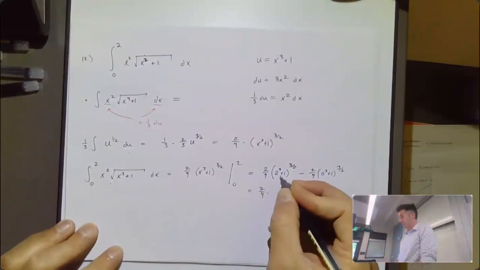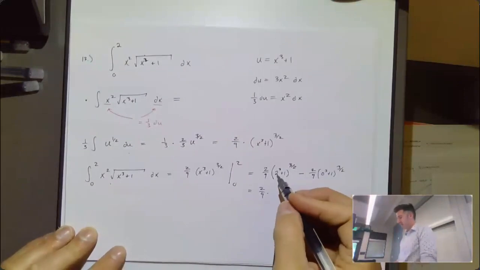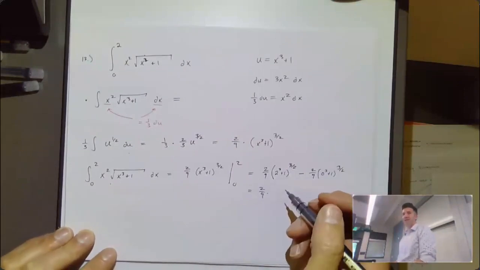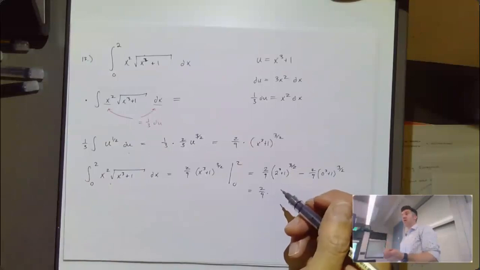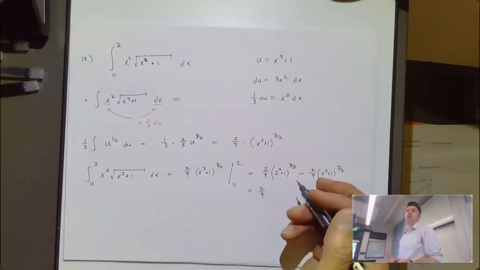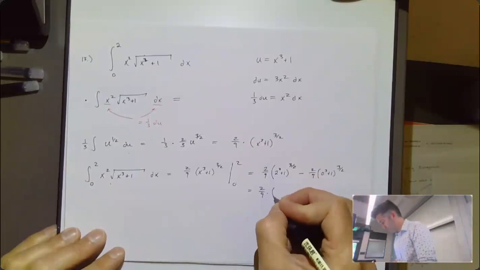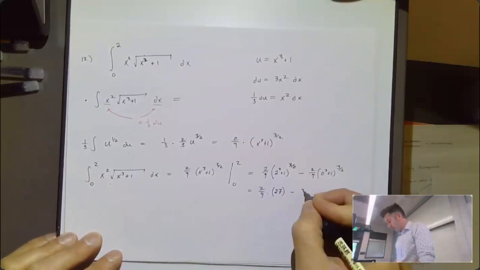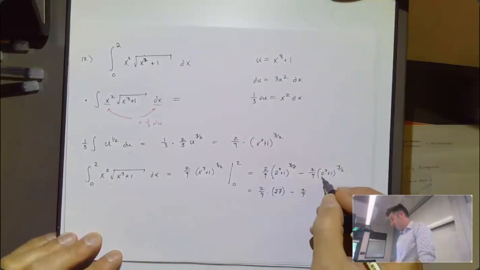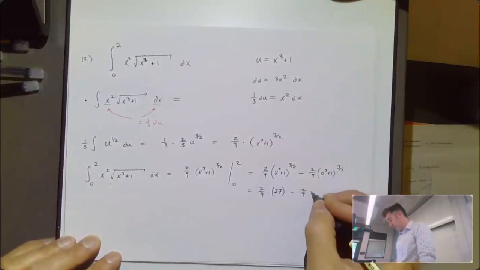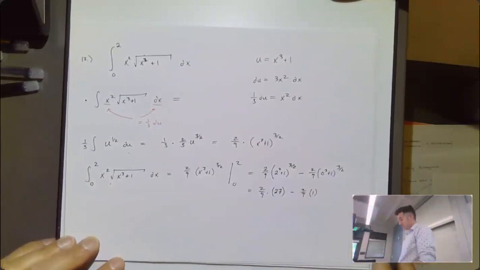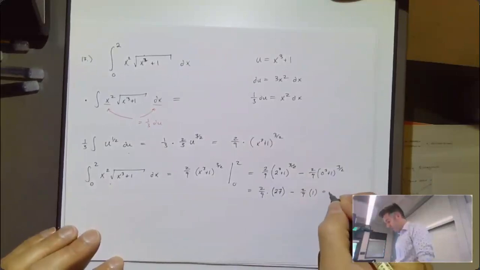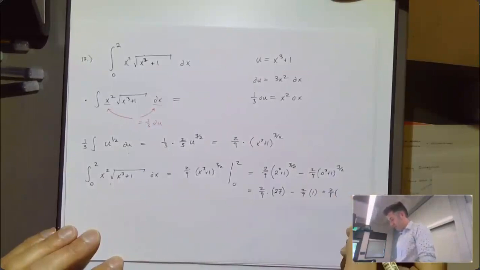2 cubed is 8, 8 plus 1 is 9, and 9 to the 3/2 power is the square root of 9, which is 3, cubed, which is 27. So 9 to the 3/2 is 27. And then we get minus 2/9 times 0 plus 1 is 1, and 1 to any power is 1. So I would factor out the 2/9 and say, oh, that's 2/9 times 27 minus 1, which is 26. So I end up with 52 over 9.